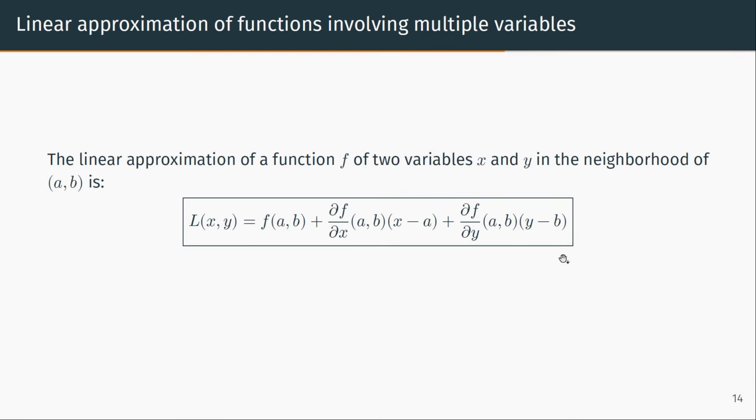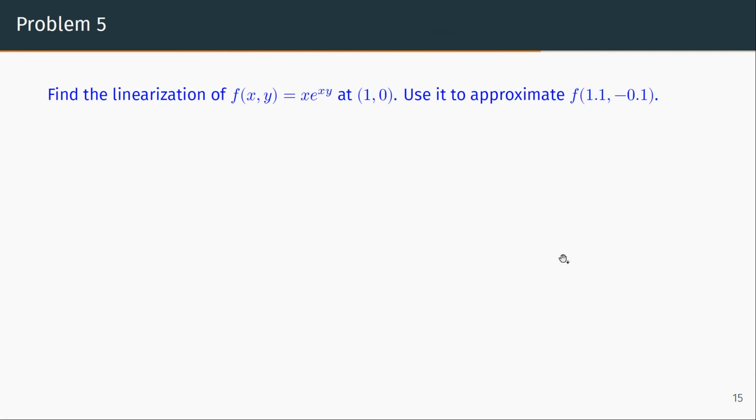Now here we'll take some examples of linear approximation of multivariate functions. Here the function is x into e to the xy. We need to find the linearization of this function at the point 1 comma 0, and then we'll use that equation to approximate the value of the function f at the point 1.1 comma minus 0.1. Now as 1.1 comma minus 0.1 is in the vicinity of the point 1 comma 0, we can use the approximation equation to compute the value of this function here.